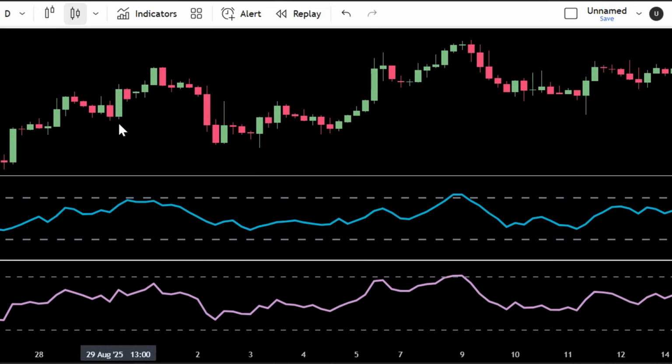The body of the candle should be at least 60% of the total candle length, with no or very small upper shadow. For a sell trade, look for a strong red candle with a large body and a small lower shadow. Again, the body of the candle should be at least 60% of the total candle length, and the candle should have no or a tiny lower shadow.